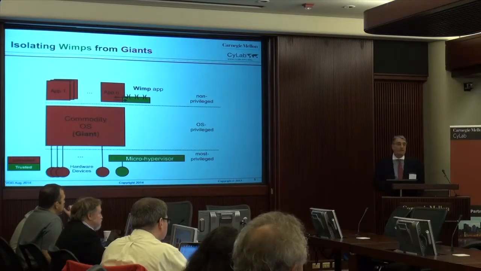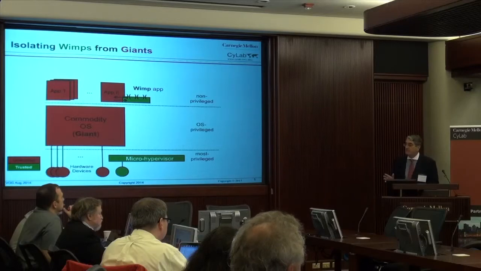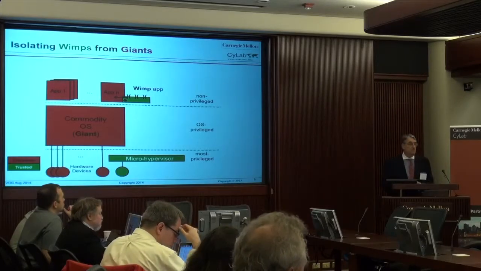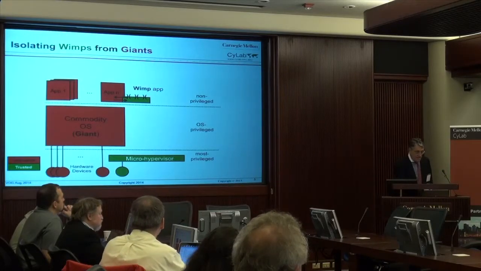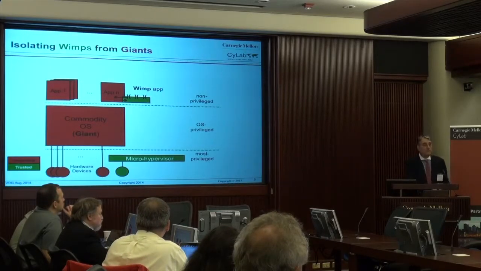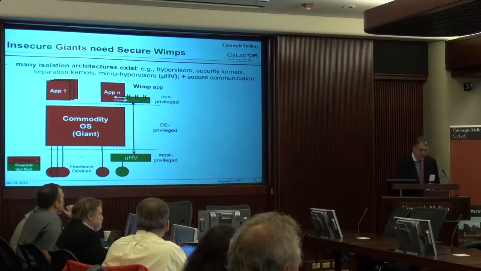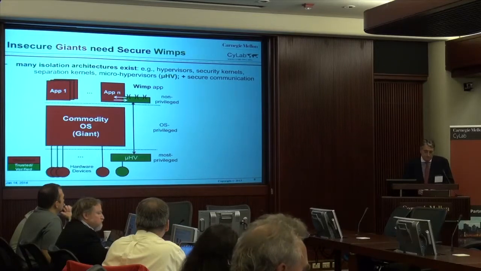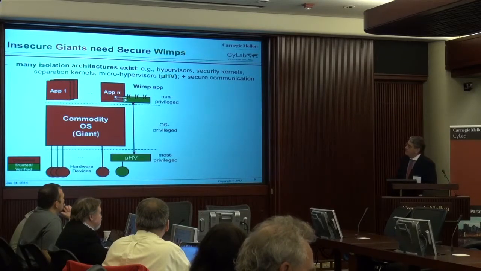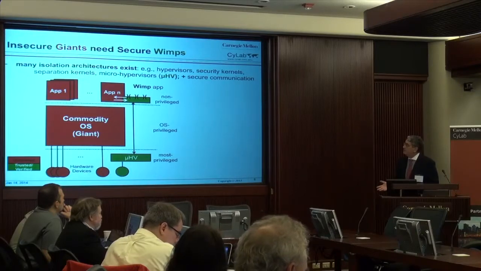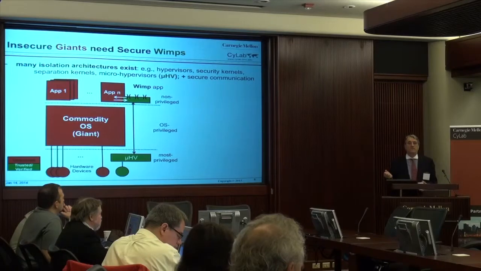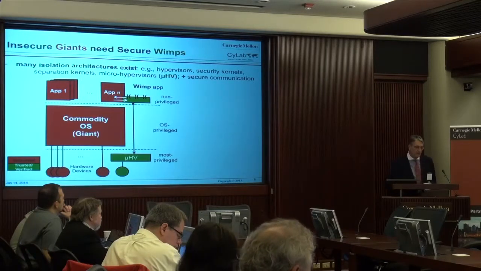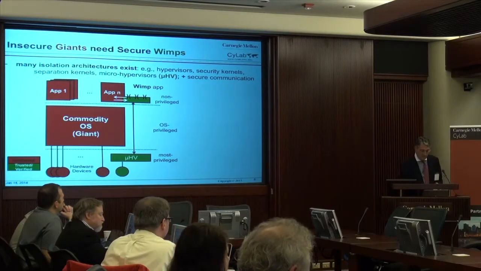And we actually have formal proofs for memory integrity, for example, of the microhypervisor, which were published last year at the IEEE conference. Okay, so it's possible to isolate WIMPs from giants, and that's our architectures of the past 5 years, and others as well. So essentially, we know how to do that. Separation kernels, microhypervisors, security kernels, hypervisors, all these are very small components that provide you with WIMPs eventually.